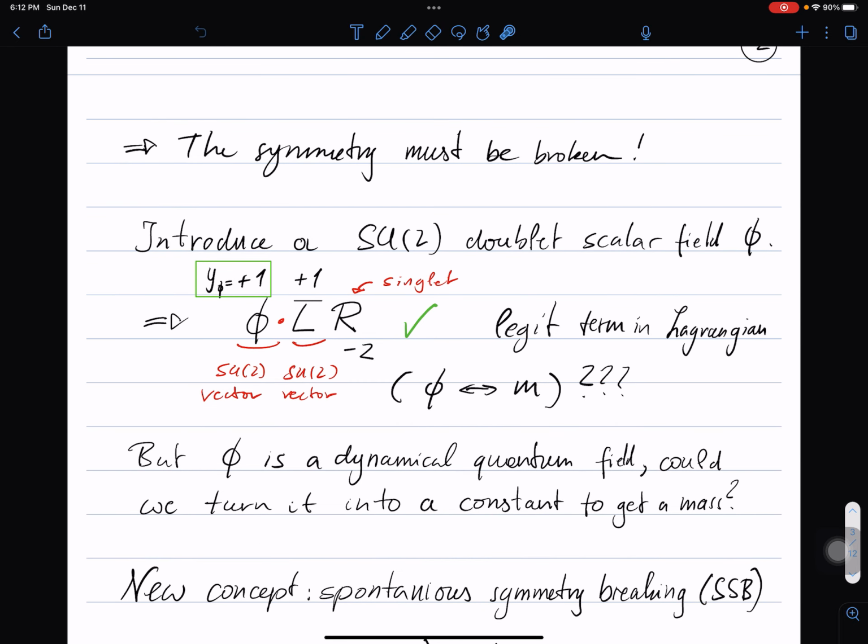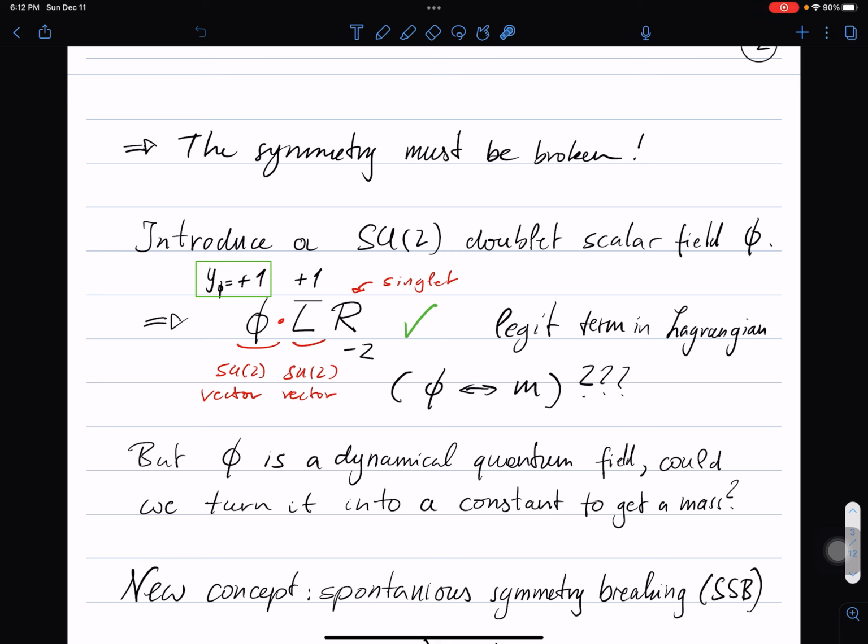Let us introduce an SU2 doublet scalar field phi. And now we can combine the L bar R with this. This is a singlet of SU2, but this is an SU2 doublet, so it's a vector of SU2 with two components. And then you can take a dot product of them into each other, and then you construct an SU2 invariant object.